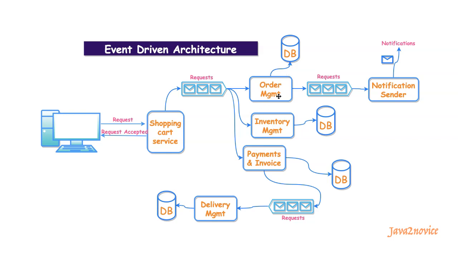A service can act as both publisher and subscriber. The order management service here is an example of acting as both publisher and subscriber. It is consuming and processing the events from this event bus. After successful processing, it is generating events for this event bus. It is generating a notification for the notification sender.